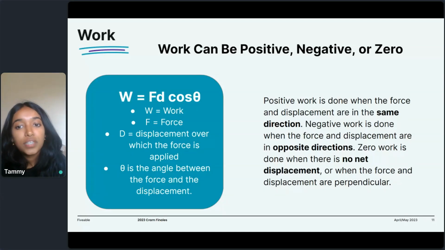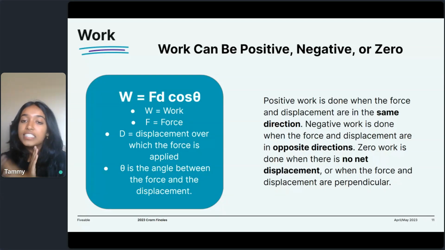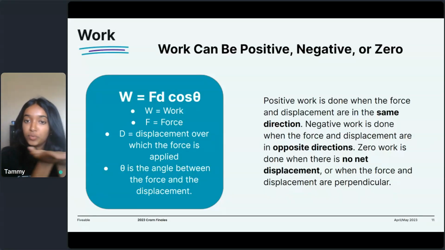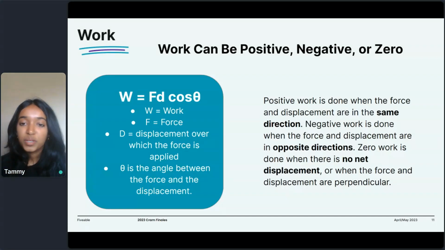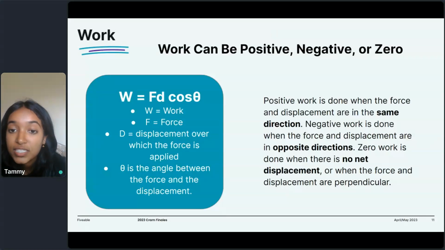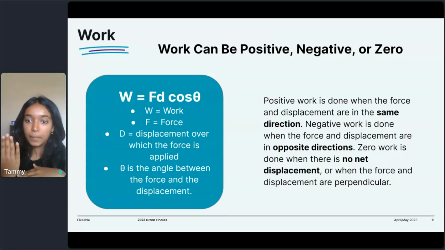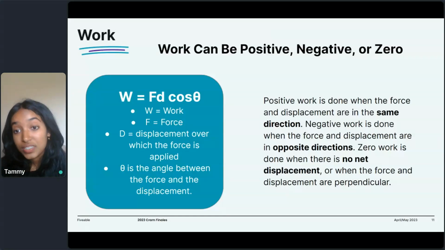The second time we can have zero work done on an object is when the force and displacement are perpendicular to each other. For example, if I hold a book in my hand and I move it to the side, the work done on that object is zero, because the displacement is horizontal. However, the force is upward, making the two vectors perpendicular. And I can say that because in the formula of force times displacement times cosine theta, theta is 90 degrees in this situation with the book. Cosine 90 is equal to 0, making the object experience zero work.